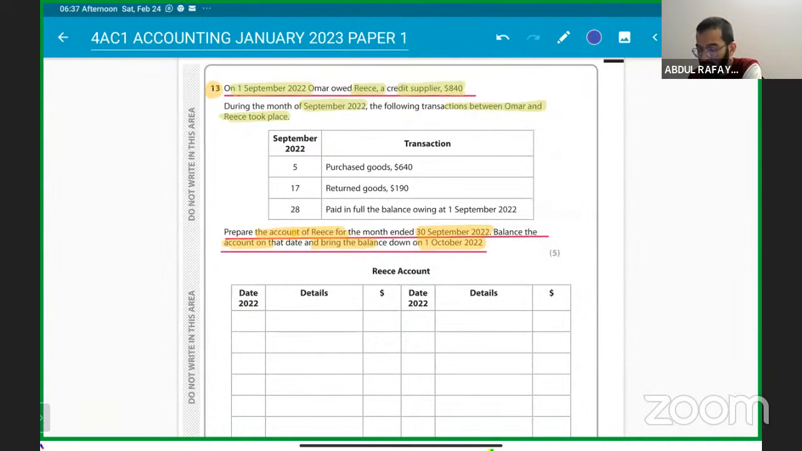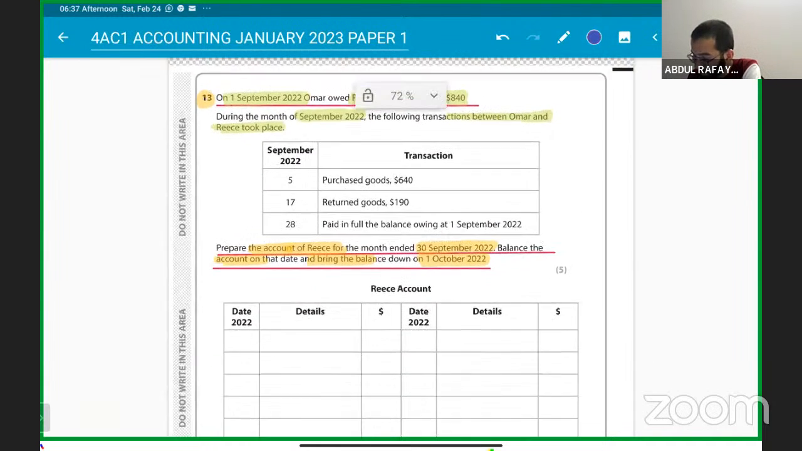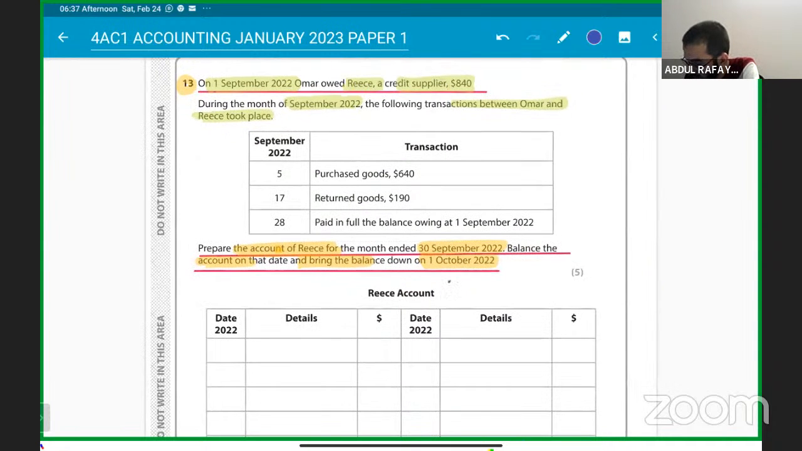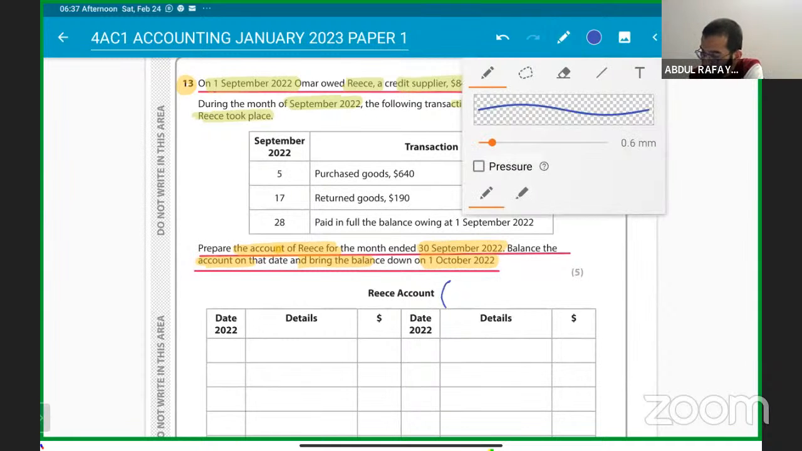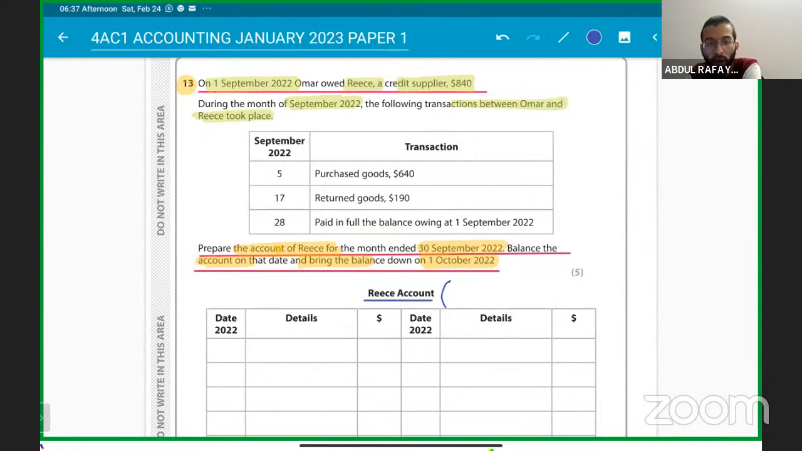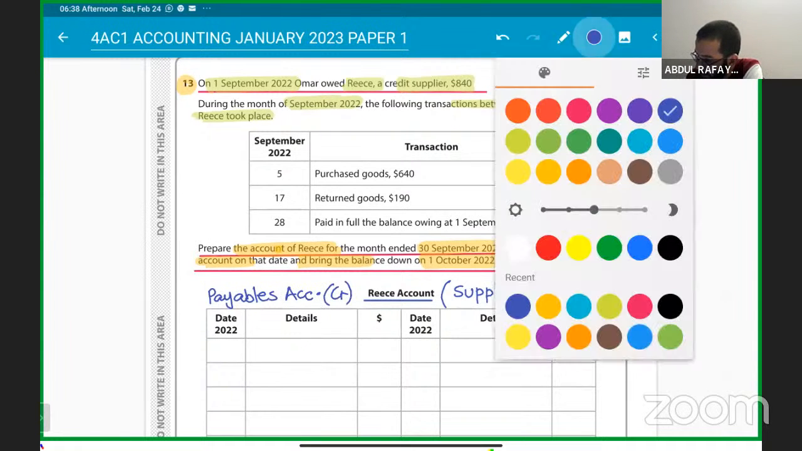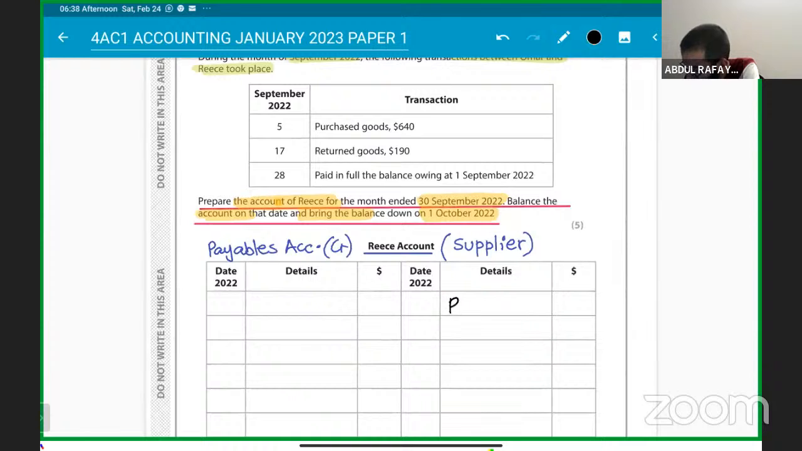So what we need to understand, very carefully and very quickly, is: first, is Reese a customer or a supplier? Come on, you can read the question. Umar owed Reese, a credit supplier, $840. It's written in front of us that Reese is basically a supplier. So it's basically a liability. It's a trade payables account. Payables liability means what? Credit nature, right? So always remember that balance brought down will start on the credit side.